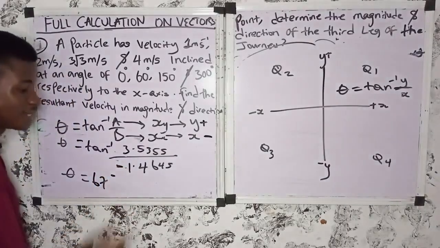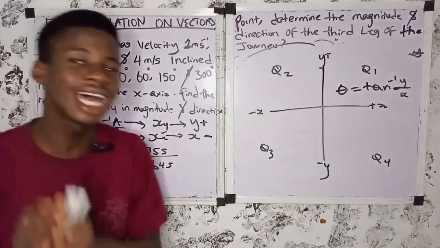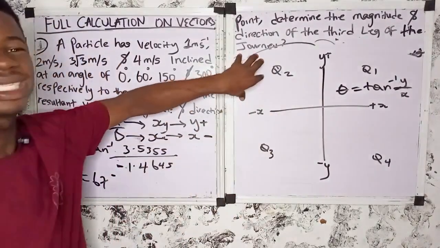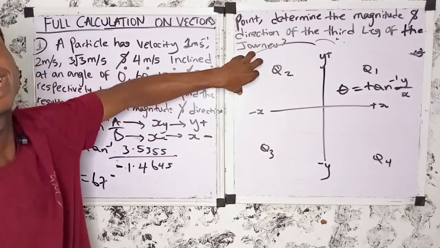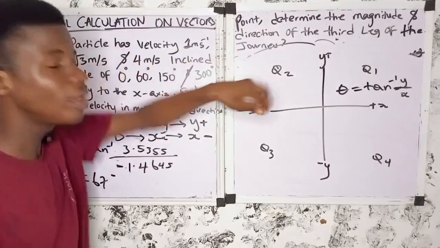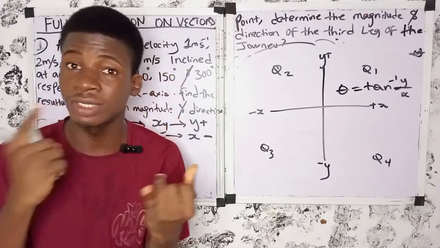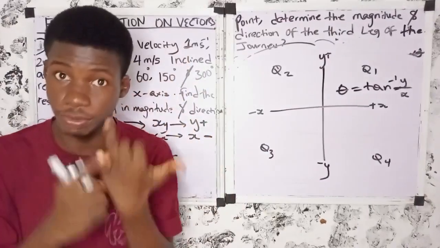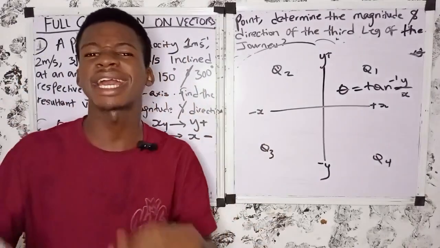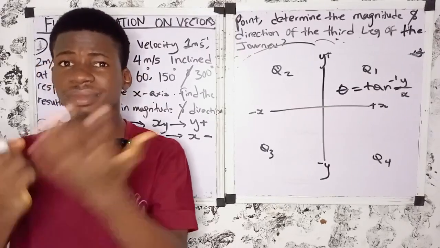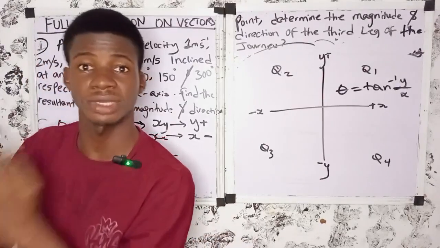Let's say x is negative and y is positive. The angle you are looking for lies in the second quadrant. If in the question your y is positive and your x is negative, you know that the angle lies in the second quadrant. Now, how can you calculate the angle when it lies in the second quadrant?